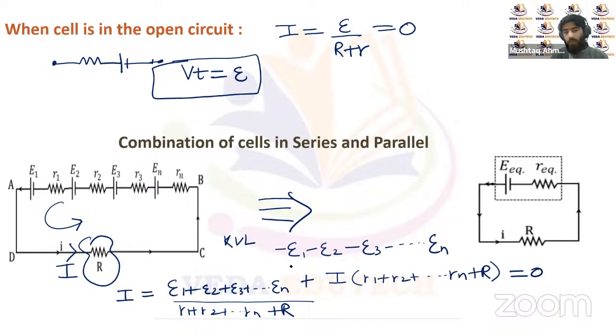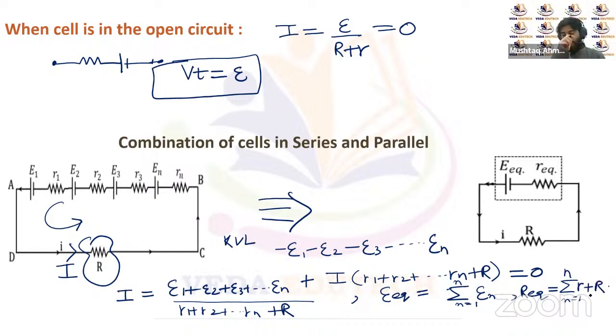It means we have the current equal to the algebraic sum of the EMFs of all the cells when they are placed in the same polarities, in the same fashion, upon the equivalent resistance. So we can replace this with E equivalent, which will be the summation of En, where n runs from 1 to n. Similarly, R equivalent will be the summation of internal resistances from n equal to 1 to n plus this resistance R.